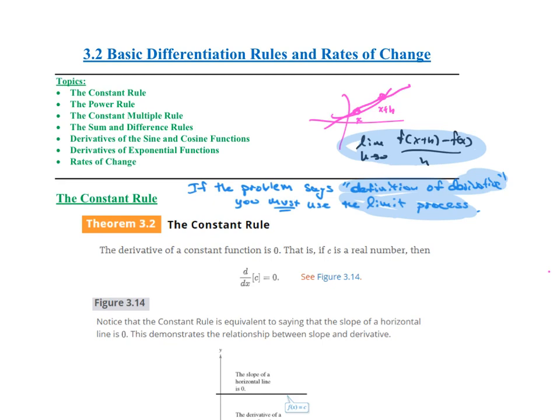So just read the problem. If it just says find the derivative, use these rules. What rules am I talking about? Well, we're going to learn the constant rule, the power rule, constant multiple rule, sum and difference rules. We'll learn some of the derivatives of our trigonometric functions, sine and cosine. We'll learn the derivative of exponential functions, and then we'll relate it to rates of change, because we already said that a derivative is the same thing as an instantaneous rate of change. So we'll see some applications of that, okay?